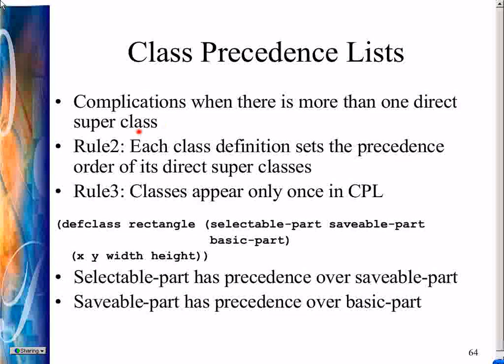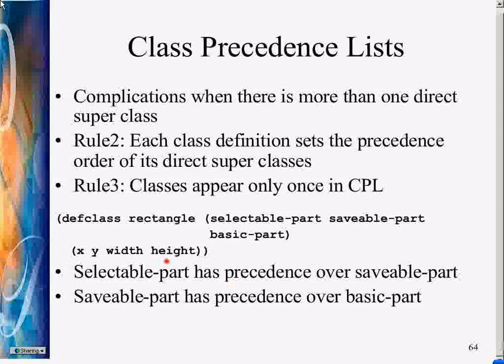So, of course, when there's more than one direct superclass, things become a little bit more complicated. Here is a new rule, a second rule. Each class definition sets the precedence order of its direct superclasses, and classes appear only once in the class precedence list. So here we have rectangle, and basic part was defined before. Let's assume the others are also defined. Its direct superclasses are these three classes: selectable part, savable part, basic part. And then it has slots x, y, width, and height. Selectable part is first in this list, and therefore it has precedence over savable part, which has precedence over basic part. So it's the order that the direct superclasses are listed in the defclass form.